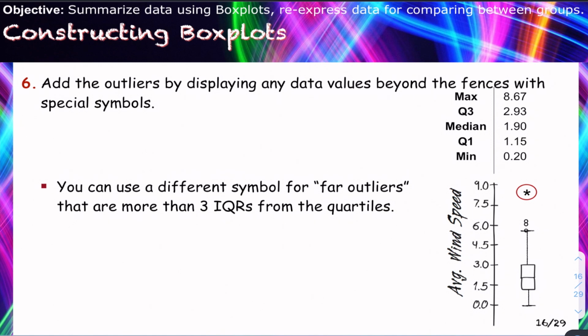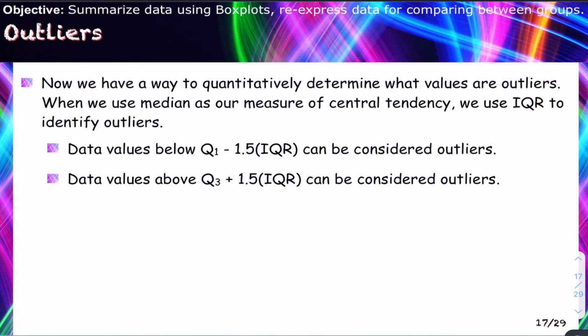Oftentimes we just use an asterisk, but if you want to use a smiley face or something else, as long as you know what that means, that's why we include it. You can use a different symbol for far outliers that are more than 3 IQRs from the quartiles. So again, we indicate special things that we need to make note of when we're talking about our data. Now we have a way to quantitatively determine what values are outliers.